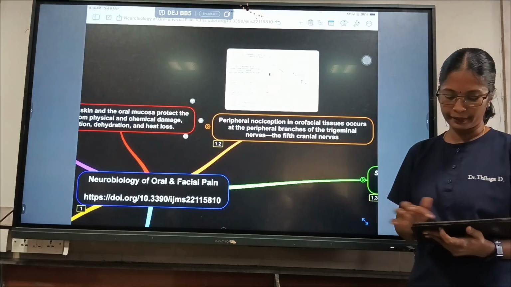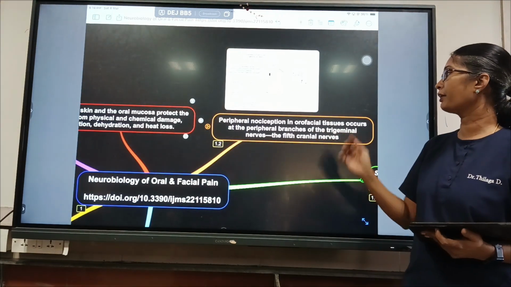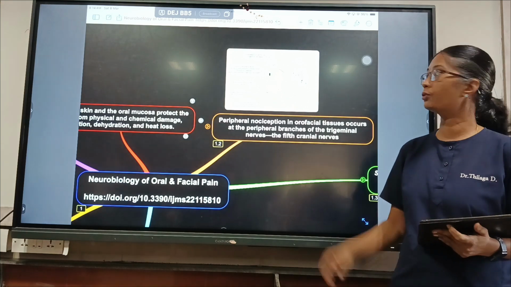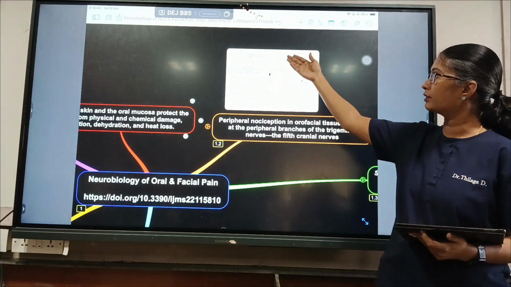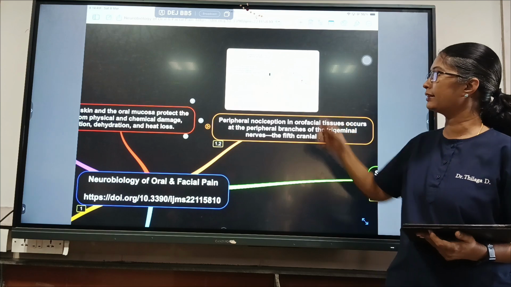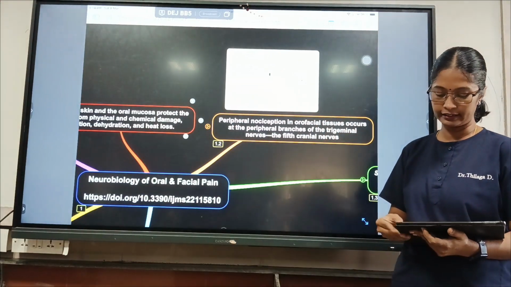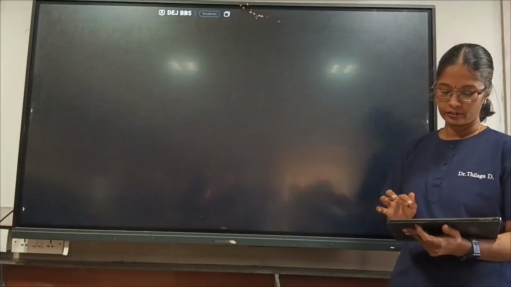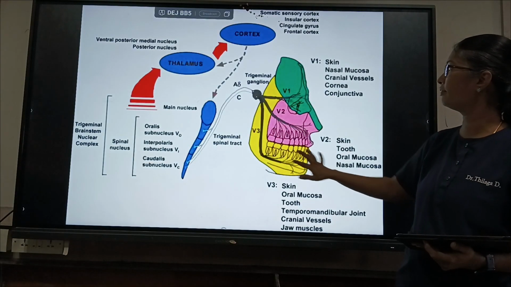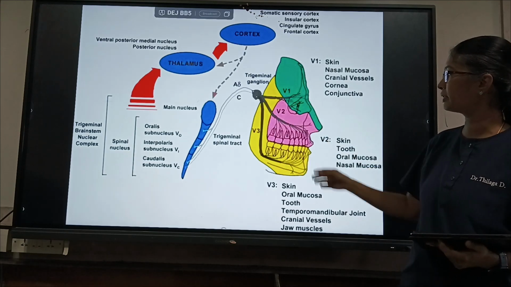When we talk about peripheral nociception in the orofacial tissues, it occurs through peripheral branches of the trigeminal nerve. We know the trigeminal branches: the first branch, second branch and the third branch, ophthalmic, maxillary and mandibular. So how is this sensation taken to the central nervous system? We have the sensory receptors here.